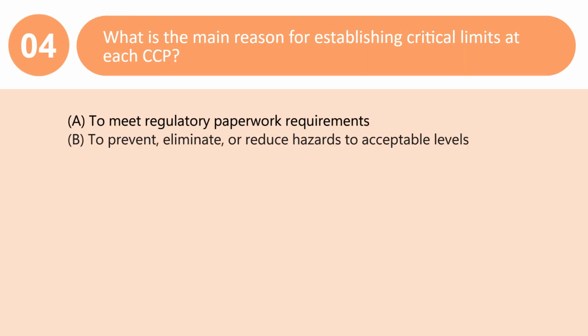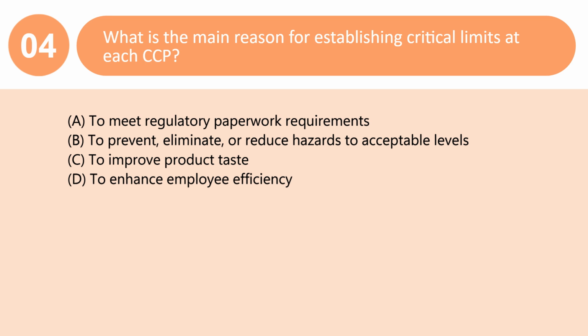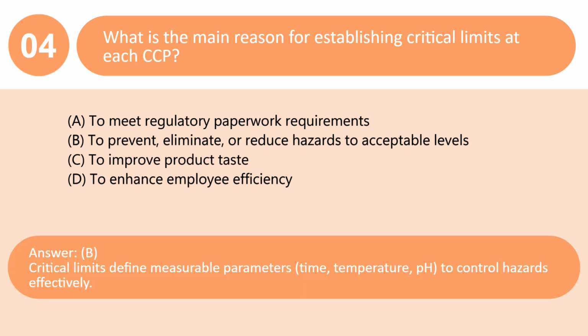What is the main reason for establishing critical limits at each CCP? A. To meet regulatory paperwork requirements. B. To prevent, eliminate, or reduce hazards to acceptable levels. C. To improve product taste. D. To enhance employee efficiency. Answer: B. Critical limits define measurable parameters, time, temperature, pH, to control hazards effectively.